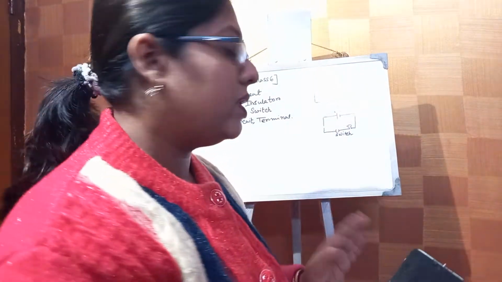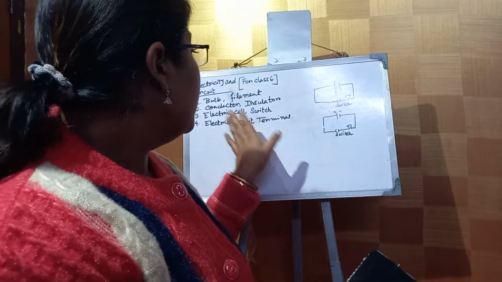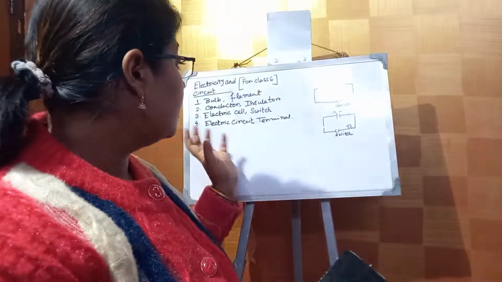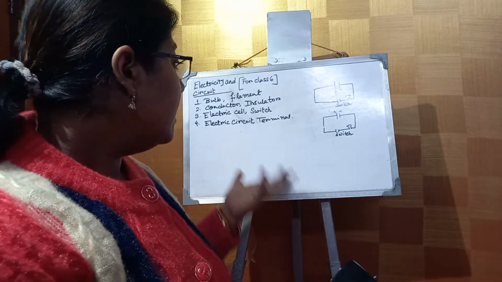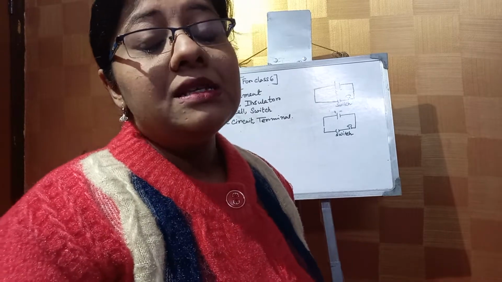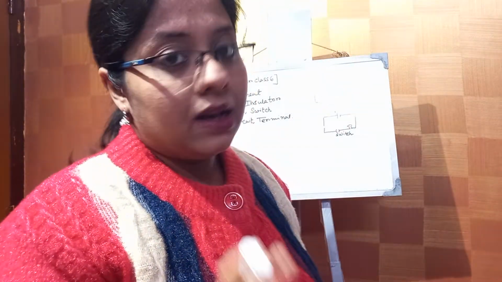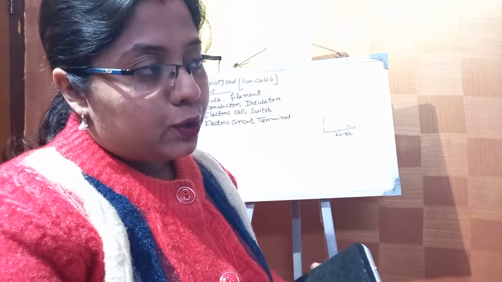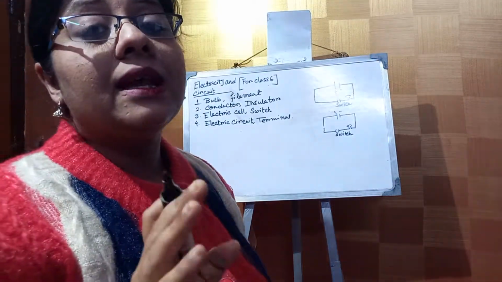It's CBSE board, right? So here the bulb, filament, then conductor, insulator, electric cell, switch, electric circuit, terminals. These are the basic concepts that we will learn. Okay. So the first thing is, what is electricity?